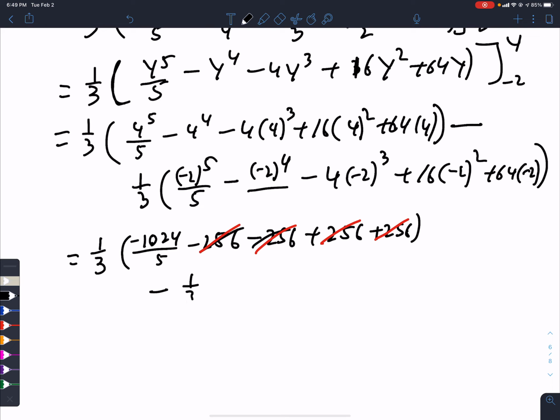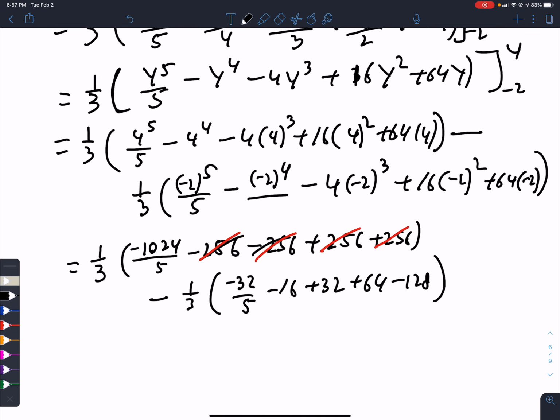Minus 1/3. Oh, I think they're all going to, well, maybe not. They might not cancel this time. So I'm going to have 2 to the fifth, which is 32. And then 2 to the fourth, that's 16. And this is going to be minus 8 times minus 4, that's plus 32. And this is positive 4, that's going to be 64, positive. I'm going to double check my signs, and that's going to be minus 128.